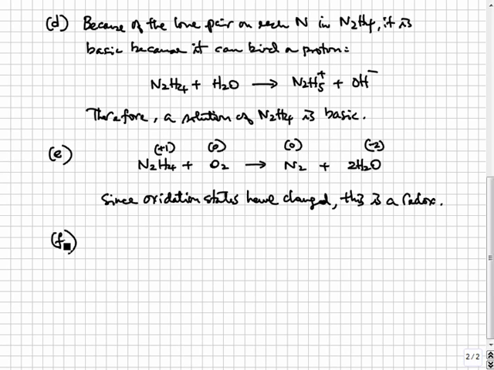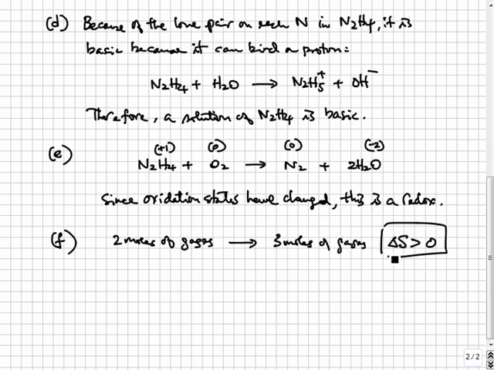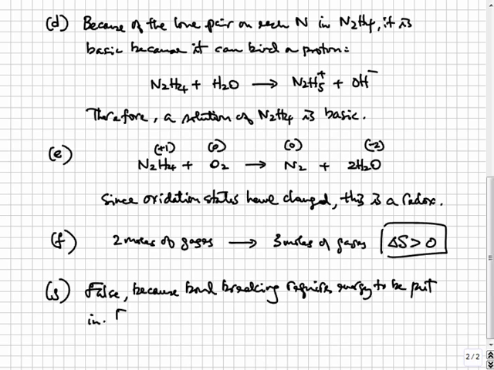F. We see that in this reaction, on the reactant side on the left, we have a total of 2 moles of gases, but on the right-hand side, we have a total of 3 moles of gases. And because of this, the entropy of the reaction must increase because we go from 2 to 3 moles of gases. G. It is incorrect to say that the delta H of this reaction being exothermic is due to the bonds being broken. The reason is because breaking bonds actually requires energy to be put into the reaction. So therefore, this must not be the reason why energy is released by this reaction.